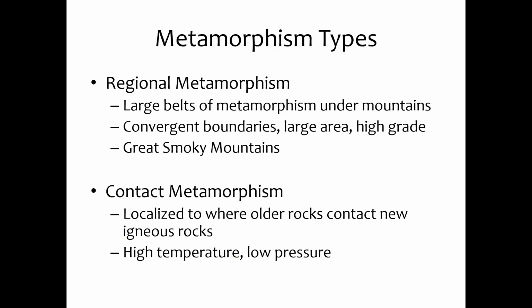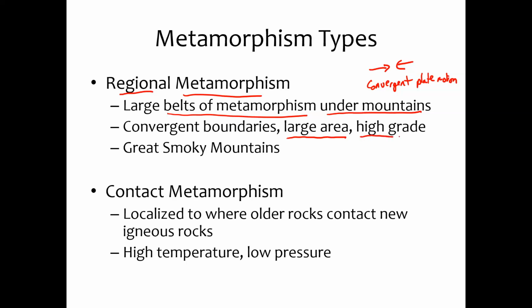So let's break these out and talk about them in a little bit more detail. Regional metamorphism. These are large belts of metamorphism that happen under mountains. And these mountains are happening because of convergent motion. When I say convergent, I mean pushing together. It happens over a large area because these plate boundaries happen over a large area, and it's very high-grade metamorphism.